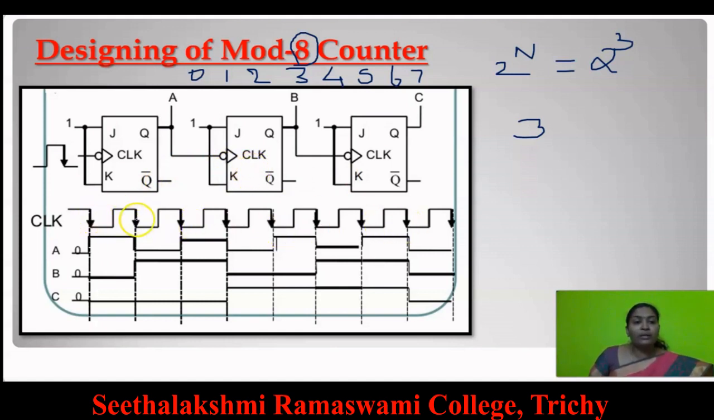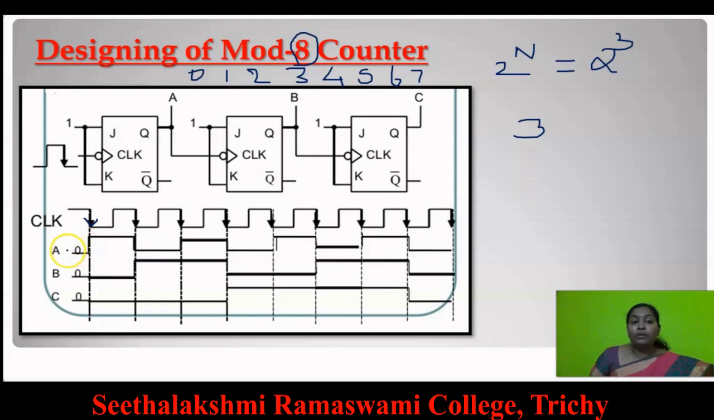Based on the negative edge triggering of the clock pulse, QA is toggling between the states. Initially all the flip-flops are at the reset stage, and when there is a negative trigger, A toggles from reset to set, and then it maintains the set stage. Again, it will come to reset when there is a negative edge trigger.